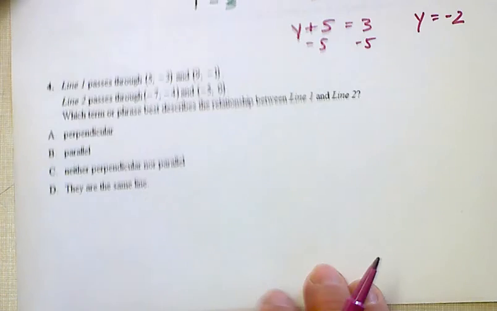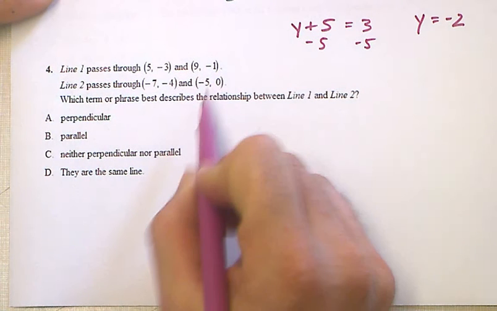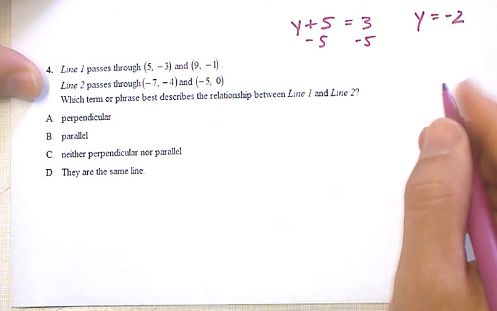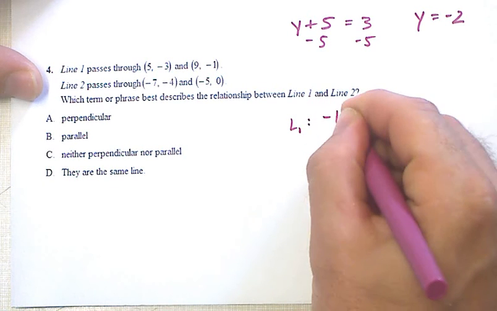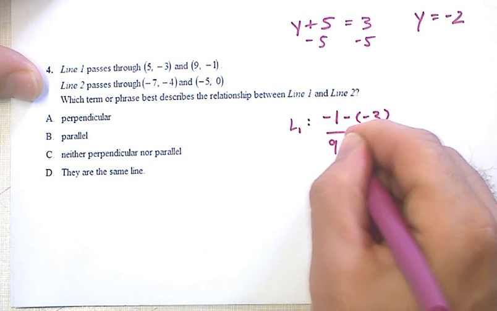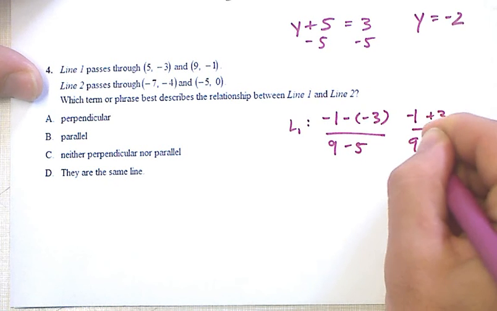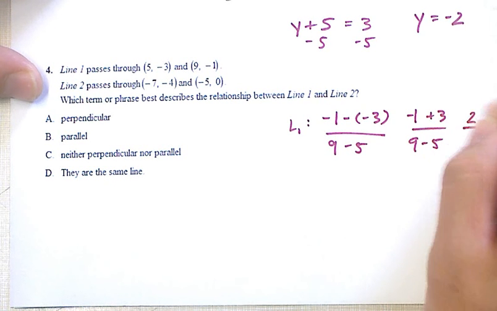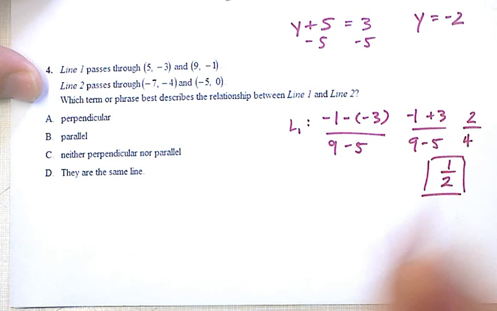Sometimes what you'll do in some problems is you will evaluate what they give you as far as slope. So in line 1, I have a slope of negative 1 minus negative 3 over 9 minus 5. I have negative 1 plus 3 over 9 minus 5. I have 2 over 4, or 1/2. This is my slope for line 1.